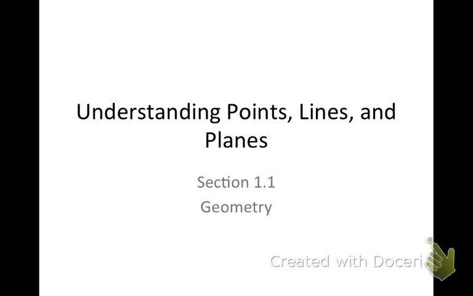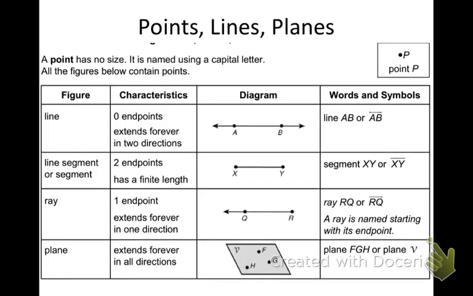Yes, sir. All right, understanding points, lines, and planes, the three fundamental parts of geometry. First thing we're going to talk about is points. A point has no size. Well, that's weird because every time we look at a point, this is what we see. So why do we give a point a dot if it technically has no size? Who can tell me? Why do we give a point a dot if technically it has no size?